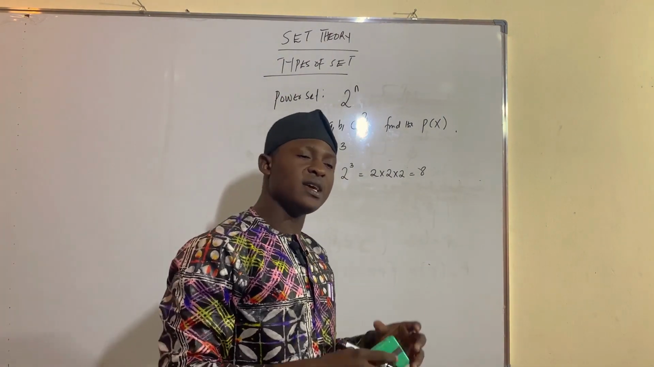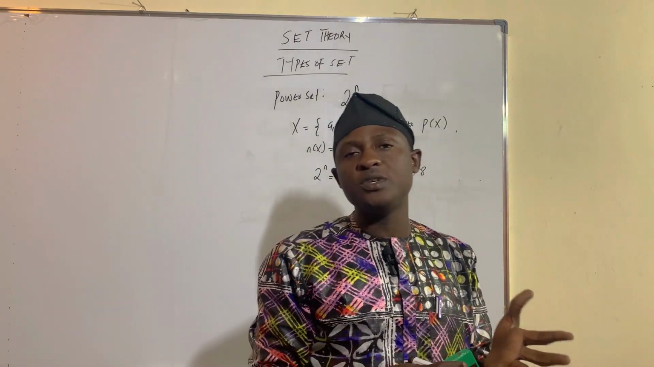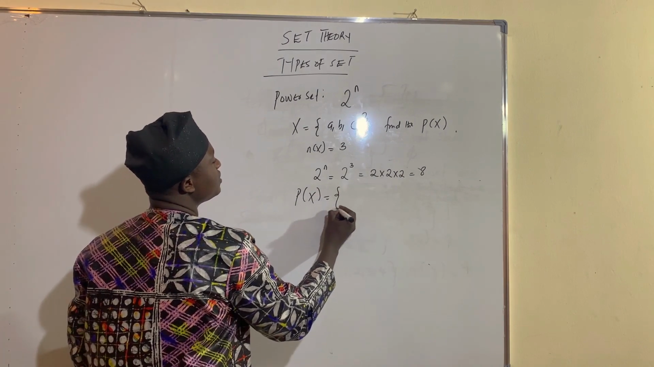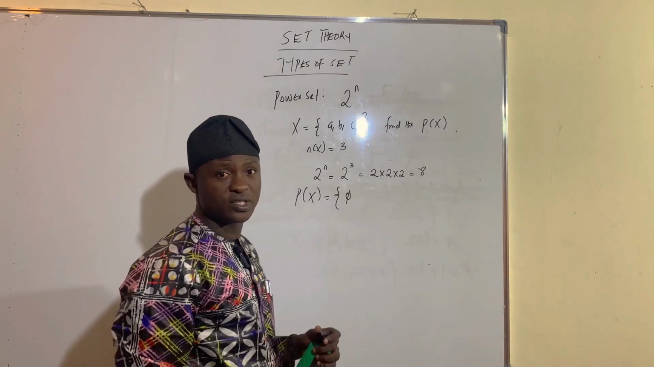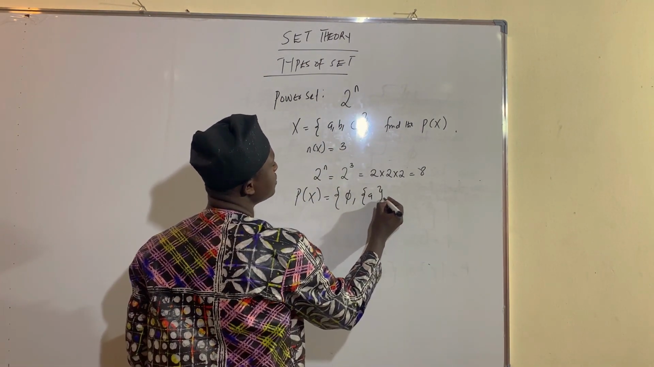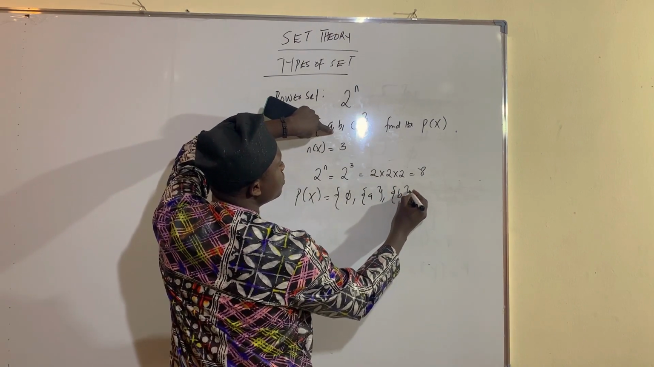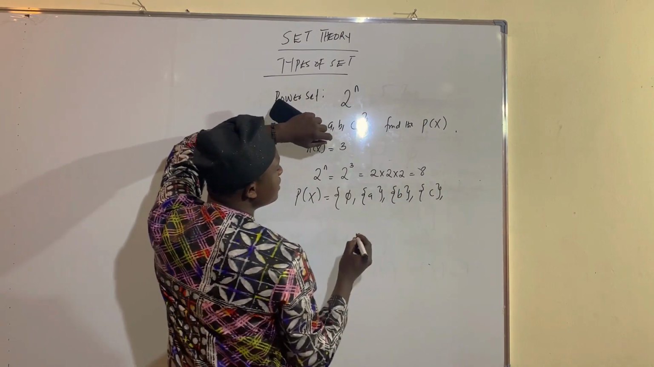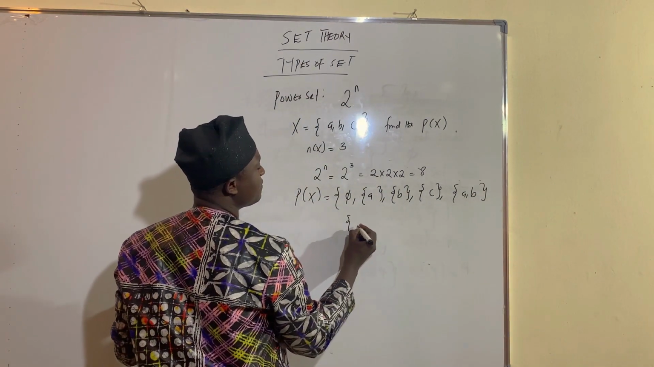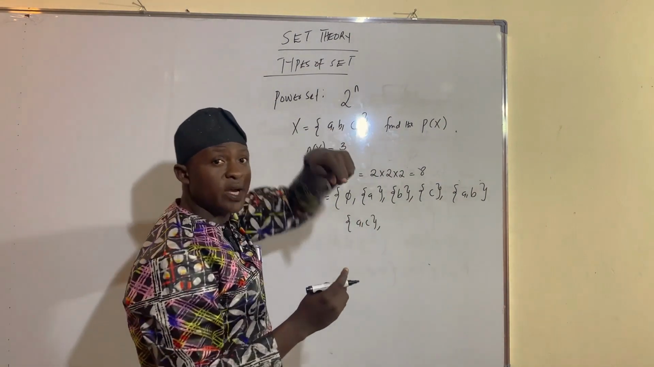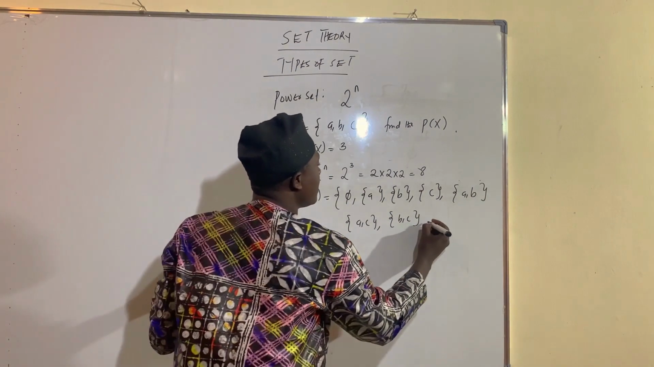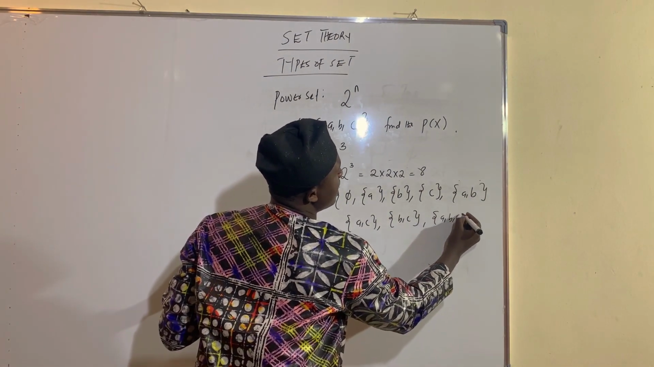One thing you have to take note of: a set must contain itself, and there must be an empty set. For example, if I want to find the power set of this, we can have the empty set. That's 1, because the empty set is a subset of this set. At the same time, A can stand on its own, B can also stand on its own, and we can have C. Then we can be matching two now. We can have AB, at the same time AC, then BC as well. Then we can have set X itself, A, B, and C.